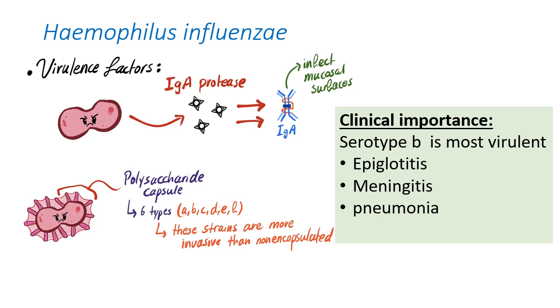So these encapsulated types are very important, because they are more virulent and invasive than non-encapsulated ones. And the most invasive one is type B. The most important disease caused by Haemophilus influenzae serotype B is epiglottitis, which is infection of the epiglottis, meningitis, and pneumonia.